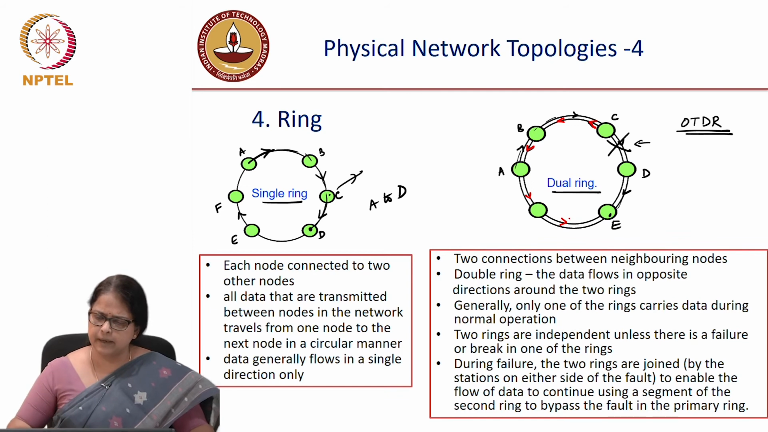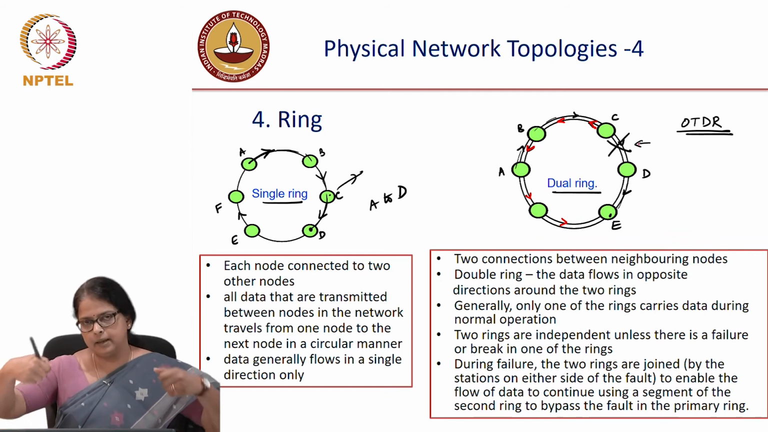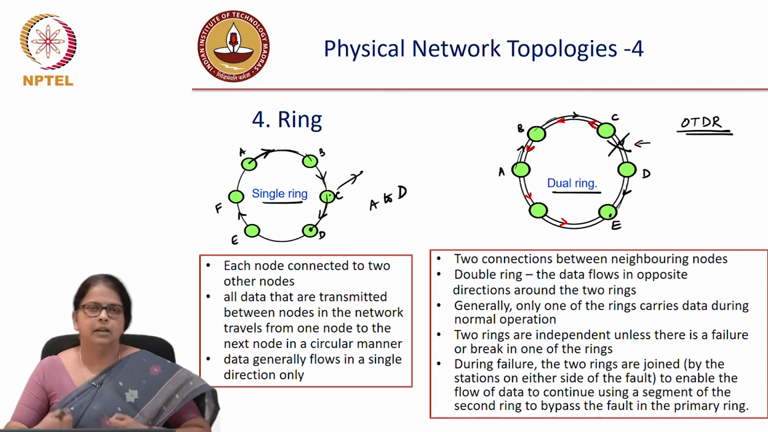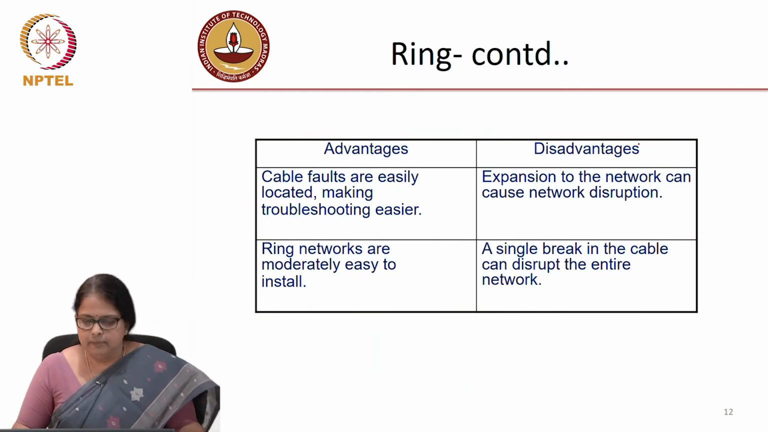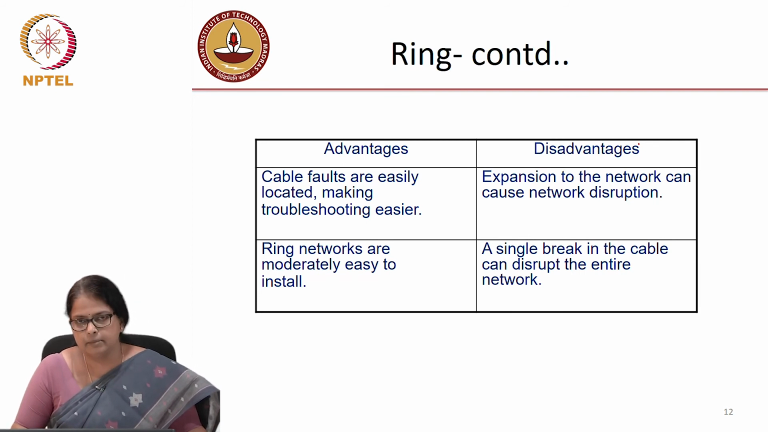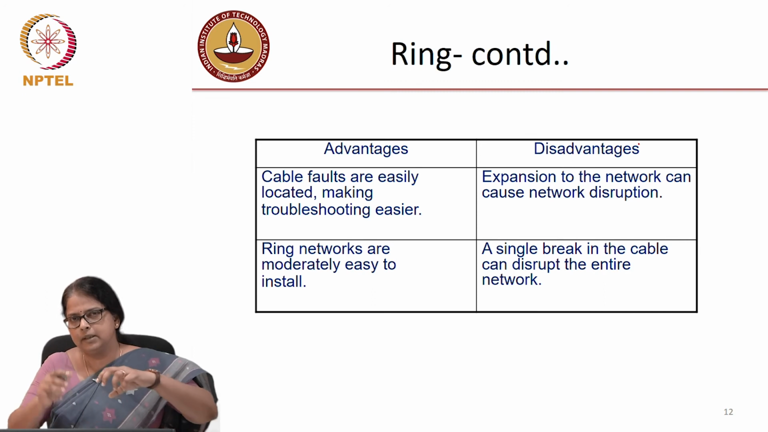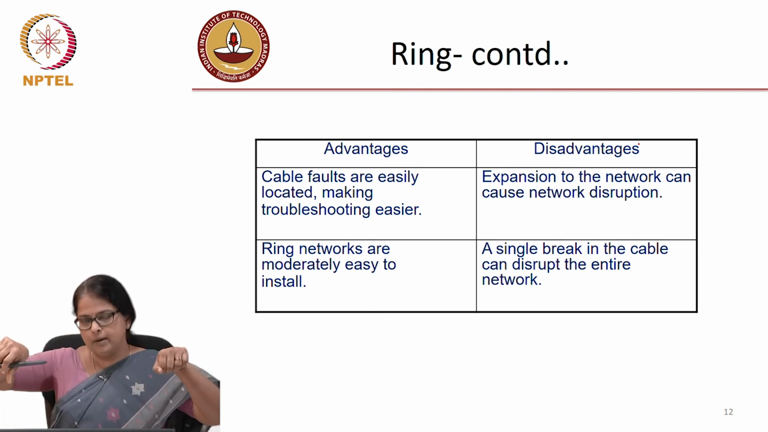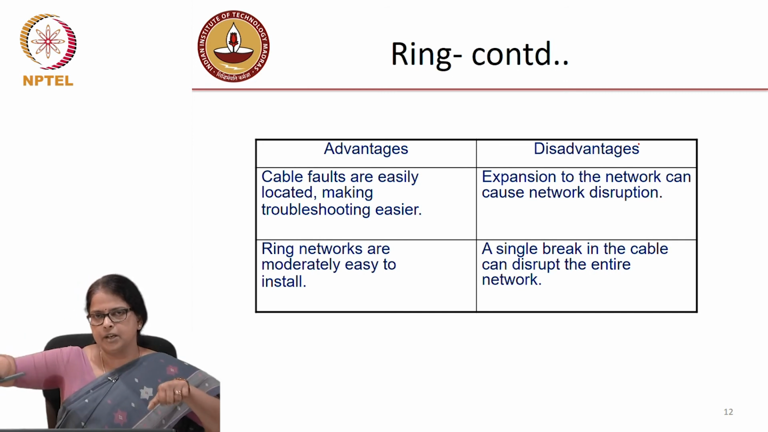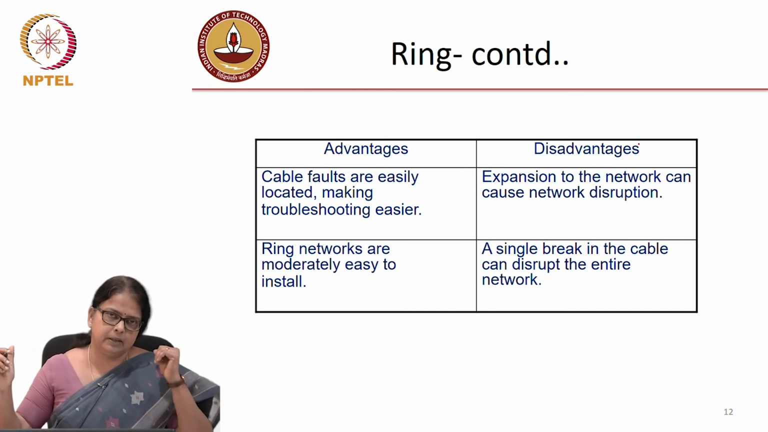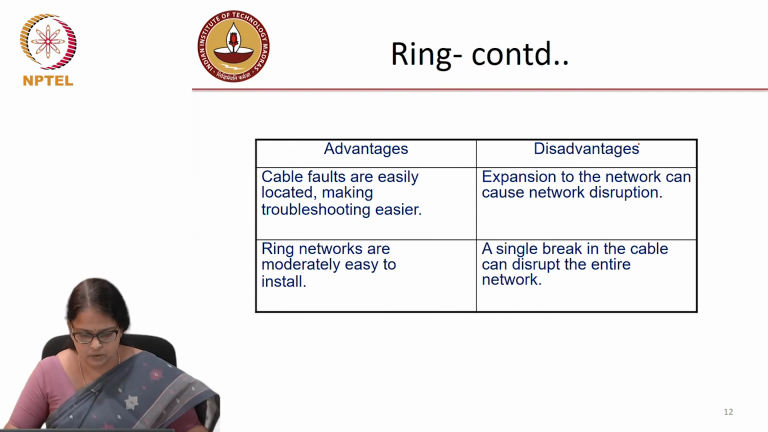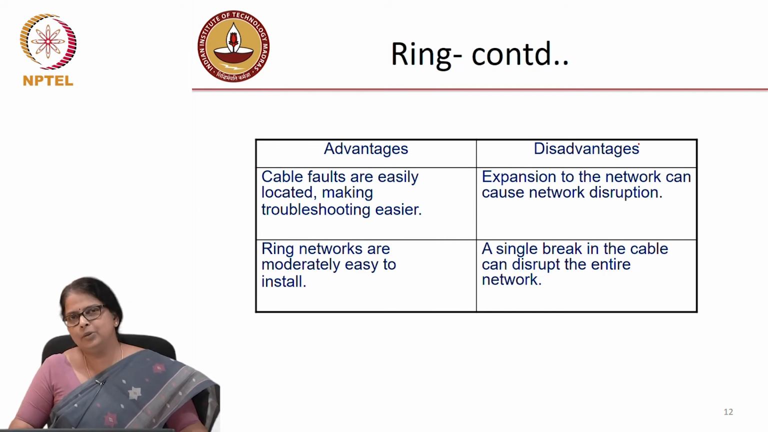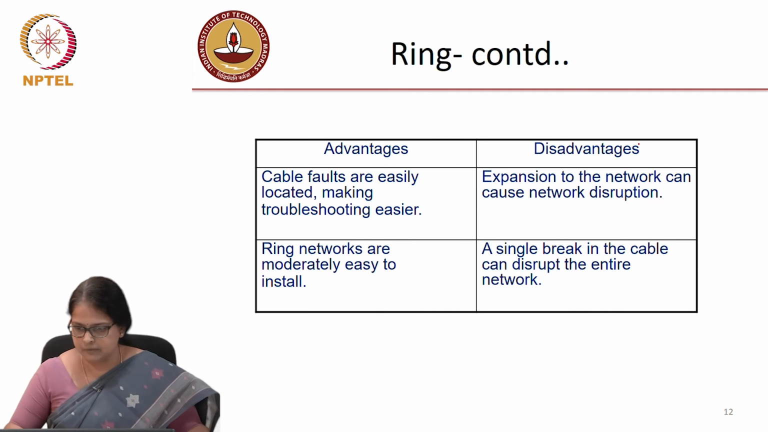It will bypass the primary ring, and it will continue to do that until somebody comes and actually physically splices the two fibers. The advantage is that the cable faults can be easily located because effectively one node is connected to the other node. Any node is connected to two neighboring nodes, so each node can keep track of what is happening to the connectivity between the neighboring nodes. It is moderately easy to install as compared to a star network, for example.